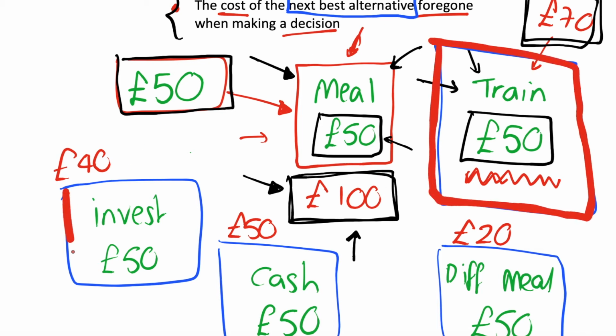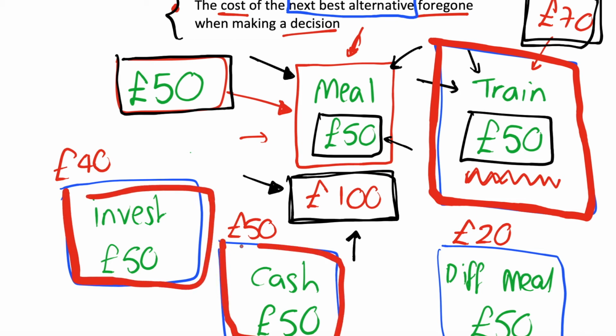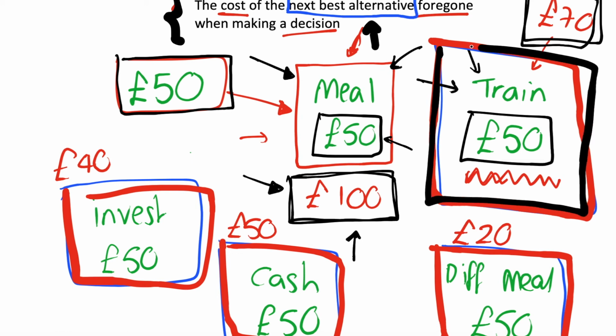We have also foregone this investment. We've also foregone holding the money in cash. We've also foregone the different meal. We've foregone an infinite number of things we could have done with this £50, but the actual opportunity cost, if we get back to what this video is actually about, is only the cost of the next best alternative. So the opportunity cost is only the cost of losing this train journey.